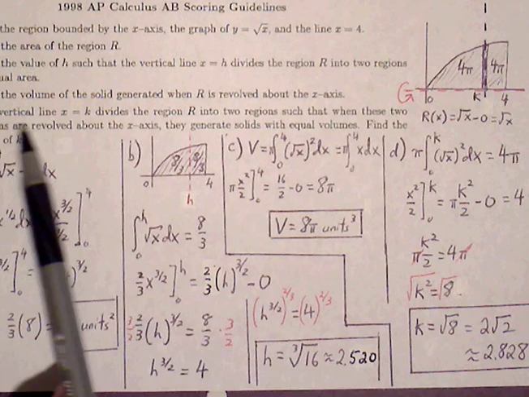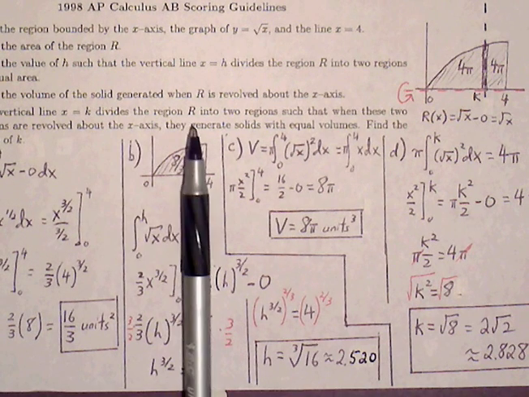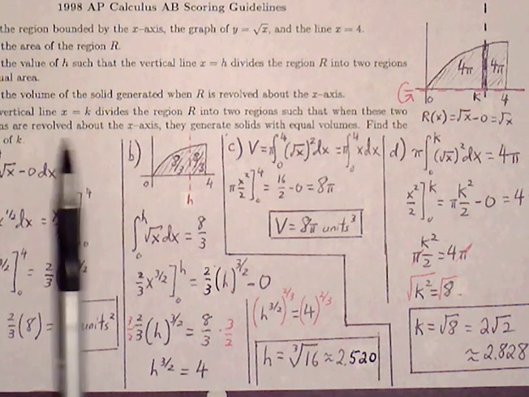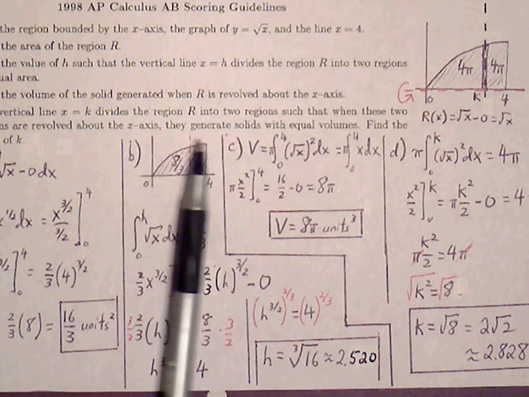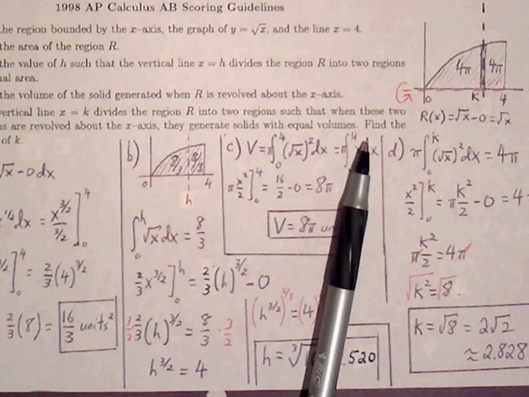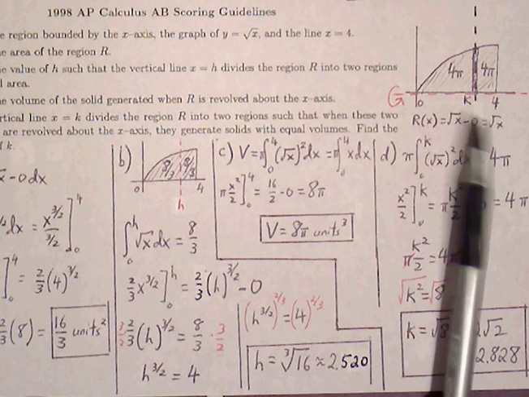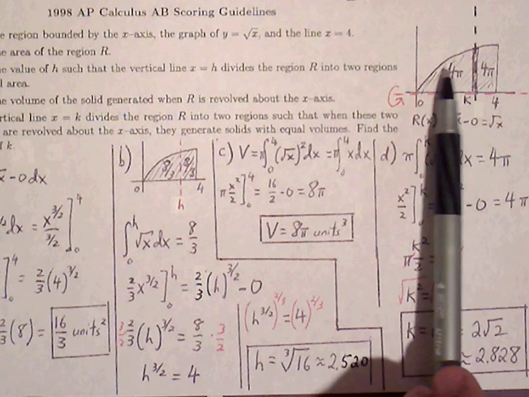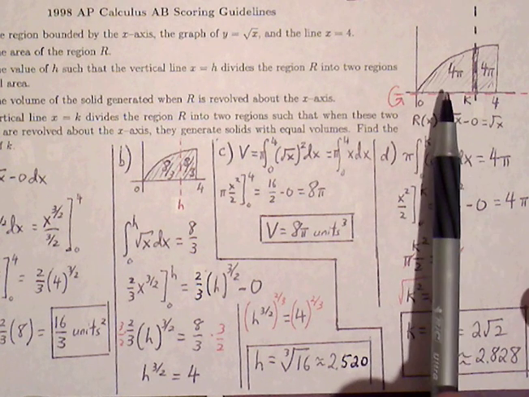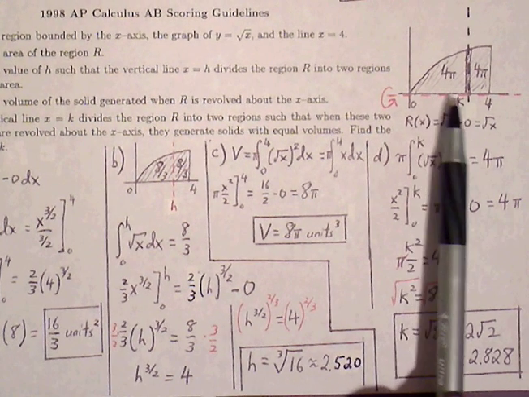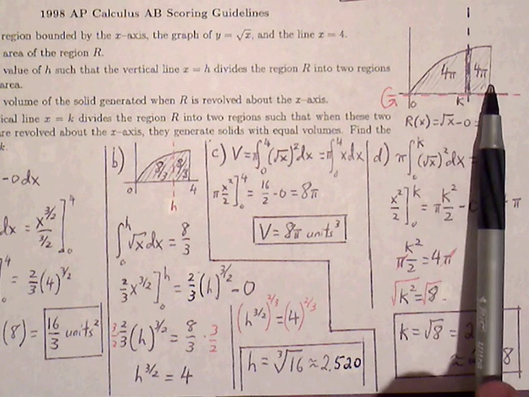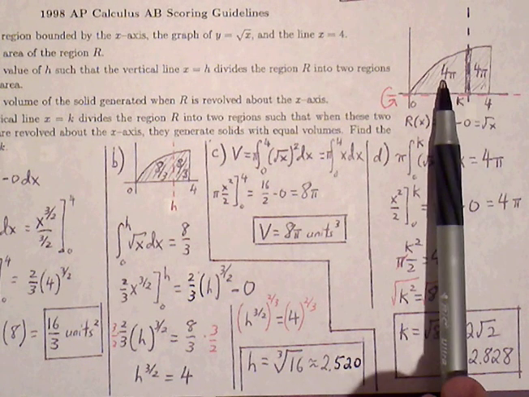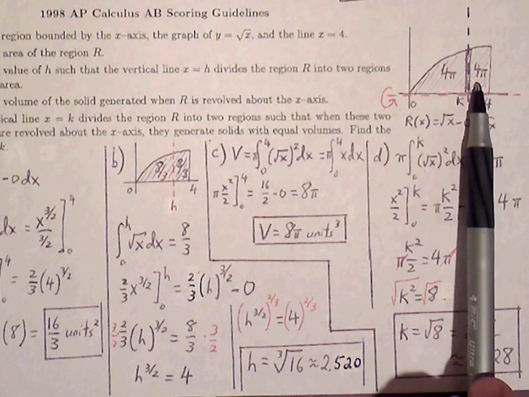The vertical line x equals k divides the region R into two regions such that when these two regions are revolved about the x-axis, they generate solids with equal volumes. Find the value of k. So if we know that this entire volume of this revolved figure is 8 pi, then we can split this in half and say we have one region with a volume of 4 pi and the other region with a volume of 4 pi.